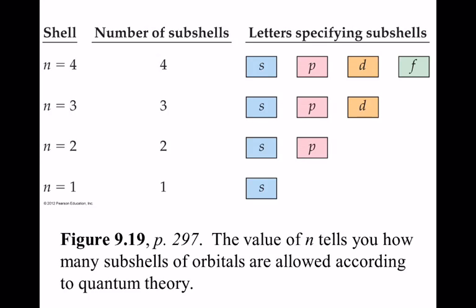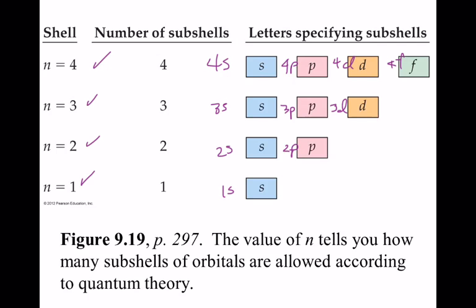So here's a figure from your textbook. It's not an onion like I did before, but it does do what I did. It goes up to n equals 4, and here is your 1s, and then we have 2s, 2p, 3s, 3p, 3d. You'll be talking about this in your sleep. 4s, 4p, 4d, and 4f.